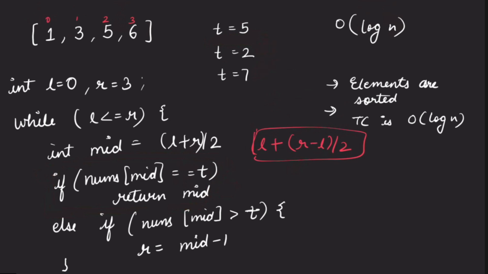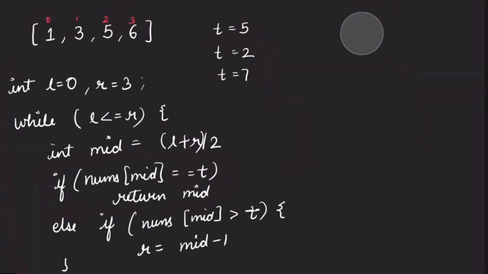In that case, what will happen? Let's dry run this code over these two test cases. So let's remove this. So our target is 2. Initially the value of left is 0 and the value of R is 3, right? So now, is 0 less than or equal to 3?